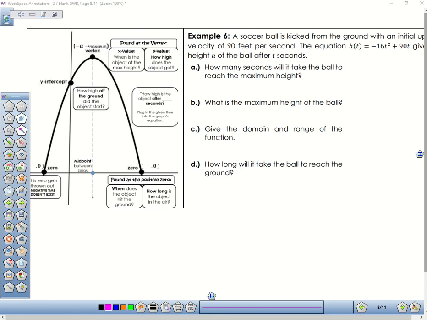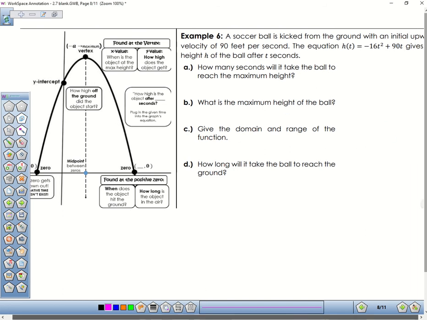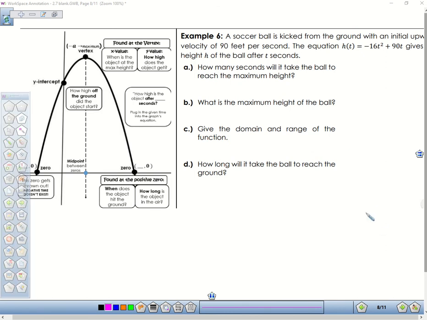All right. So we are on example 6. Example 6 says, a soccer ball is kicked from the ground with an initial upward velocity of 90 feet per second. The equation h of t is equal to negative 16t squared plus 90t gives the height h of the ball after t seconds. So basically that's what the equation represents. How many seconds will it take the ball to reach maximum height?